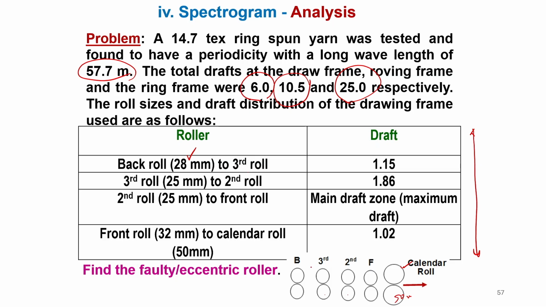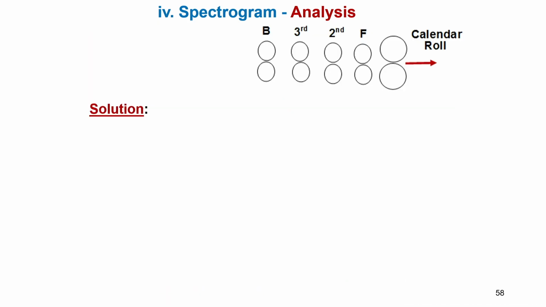The back zone draft is 1.15, third roller to second roller is 1.86, and second to front roller is the main zone draft, which has not been given and we have to calculate it. Front roller to calendar roller is 1.02. Now, we have to identify the faulty or eccentric roller. Now, let us see.